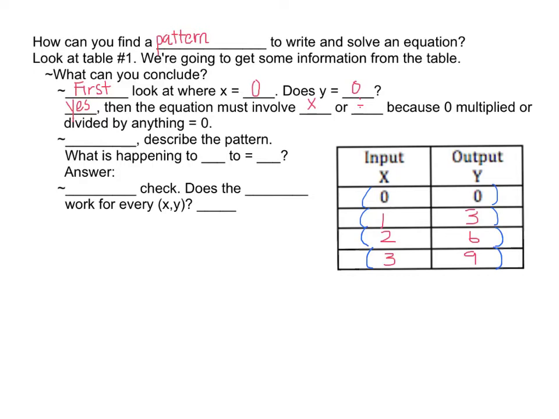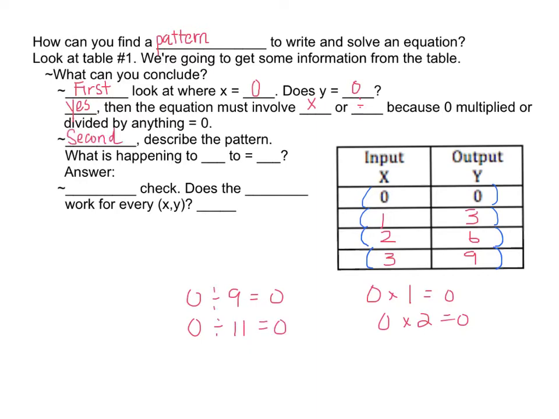And if we think about that, it makes sense. Because if x is 0, if I multiply it by anything, it will still equal 0. Or if I divide it by anything, it will still equal 0.